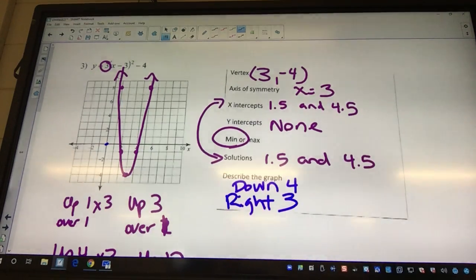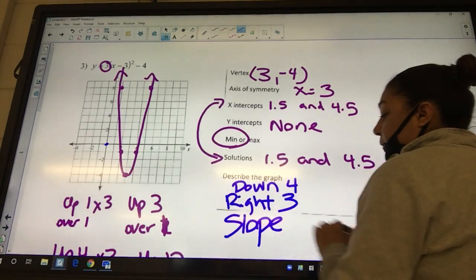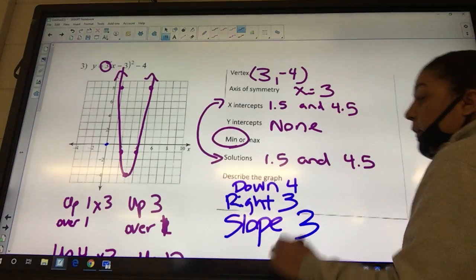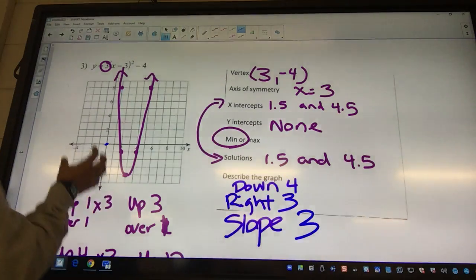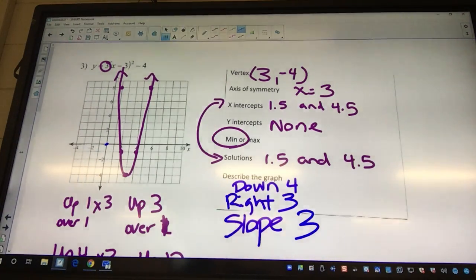Now here's the other part. This has a slope. What is the slope? It's not 1 anymore. It had a slope of 3, or a scalar of 3. We had to multiply everything by 3. And that's just a number up front. So anytime there's a number up front, that changes that part.